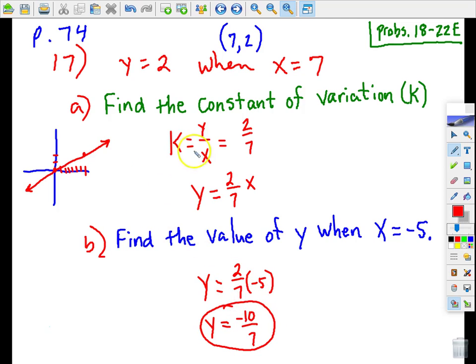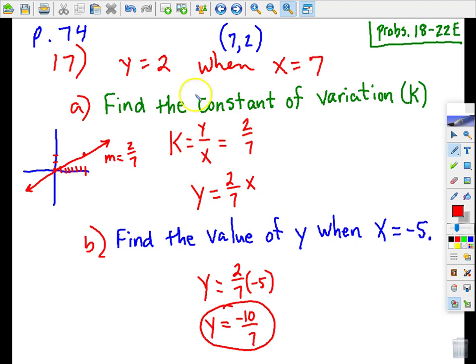All right, so this little graph was extra. You don't have to do that, but I'm just hoping to show you that the slope in this case, if we're going back and using more familiar terminology, is up to right 7. And that's how we came up with k, y over x.